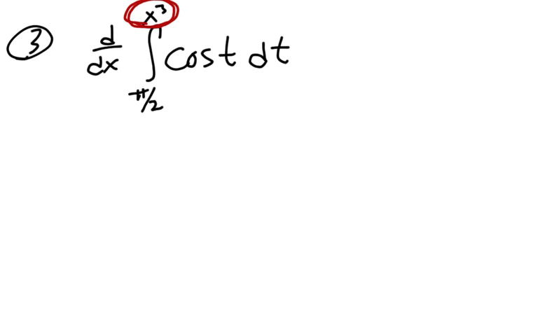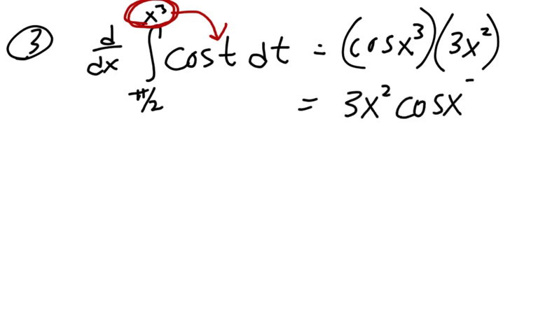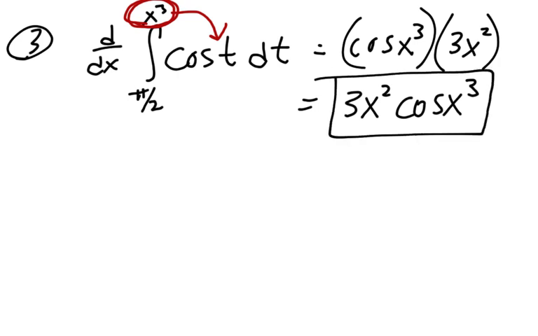And all you have to do to use the chain rule version, though, is it starts out just the same. It's going to equal the cosine of x cubed, where you're going to take that and put it in place of that independent variable. But then you must multiply it by the derivative of that upper limit. So the derivative of x cubed is 3x squared. And generally we would write that in front of the cosine, so then no parentheses are required, and that would be your answer. So there is an extra step when there's a function at the top instead of just an x.